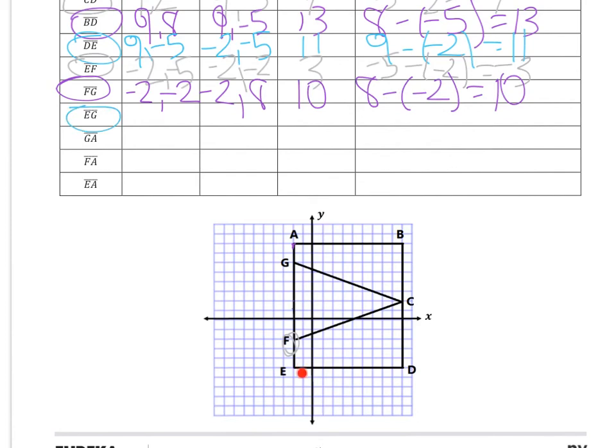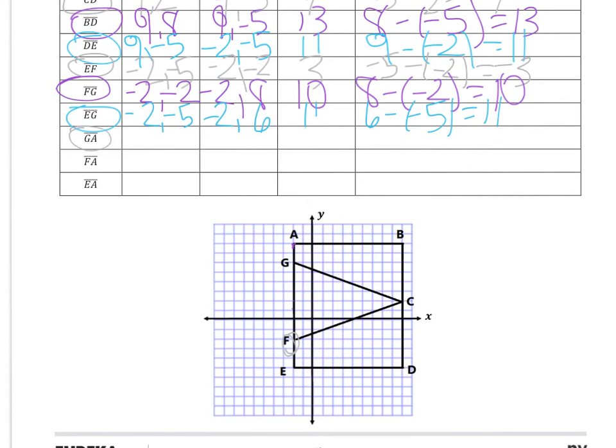EG. E all the way up to G. So we still have E at negative 2, negative 5, right where we left it last time. And G also on the negative 2, but this time we're going all the way up to 6, giving us a distance of 11. Because 6 minus negative 5 equals 11. All right, keep it up.